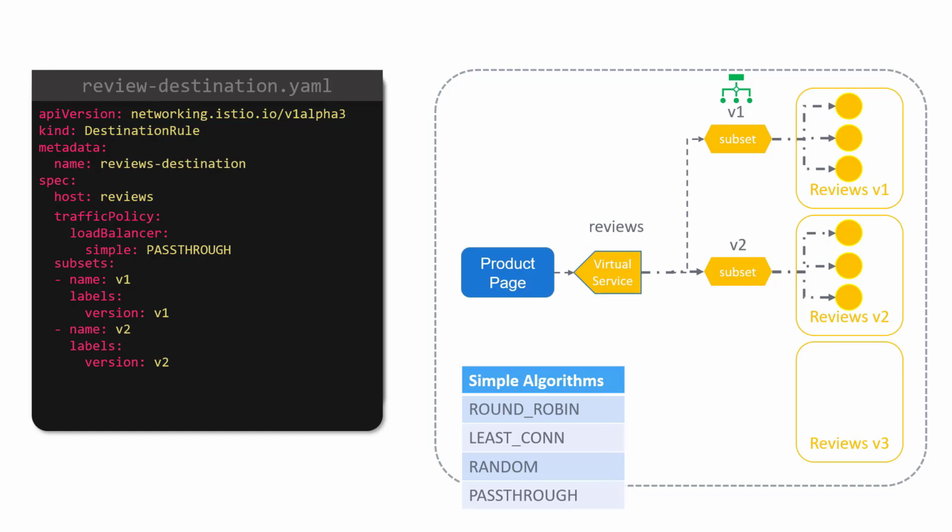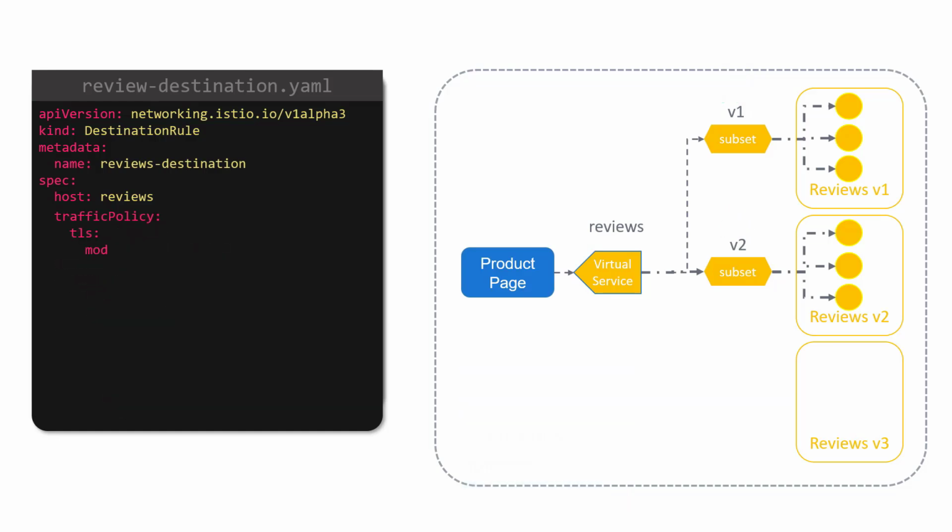What if we want to override a different load balancer policy for specific subsets? For example, for subset v2, we would like to have a random load balancer policy. For this, we can specify a traffic policy at the subset level like this and configure a different policy. This way, we can configure one load balancing policy for all subsets and a separate one for selected subsets as required.